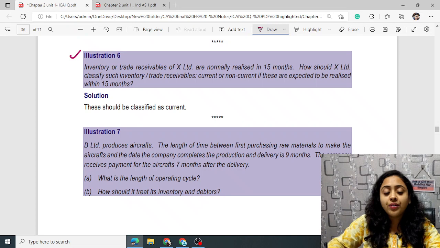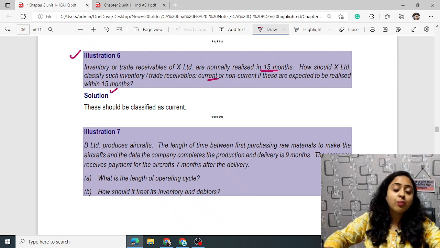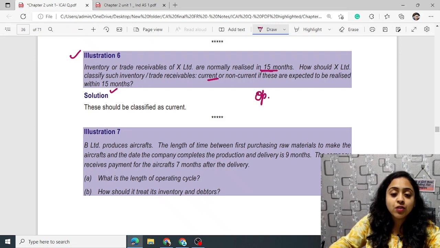Next, illustration number 6. Inventory or trade receivables of X Limited are normally realized within 15 months. How should X Limited classify such inventory, trade receivable, current or non-current? Current or non-current if these are expected to be realized within 15 months. What is your operating cycle? Your operating cycle is of 15 months.